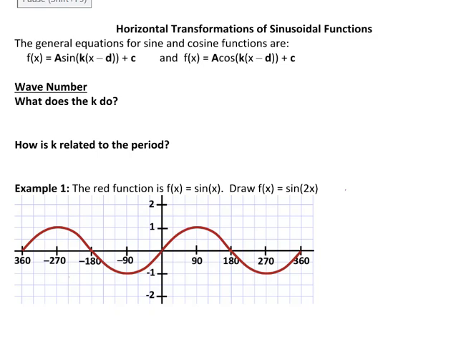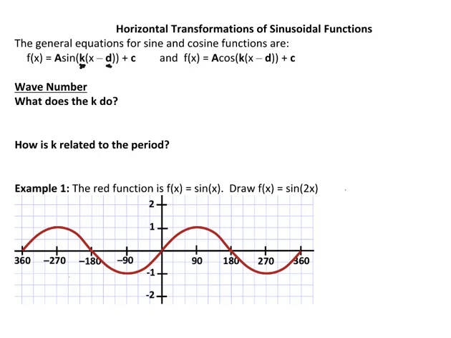So in this video, we're going to look at our horizontal transformations of our sinusoidal function. So that's f of x is sine x and f of x is cos x. So we'll be looking at k in here and d. So first, k is actually called the wave number when we're talking about it with sinusoidal functions.